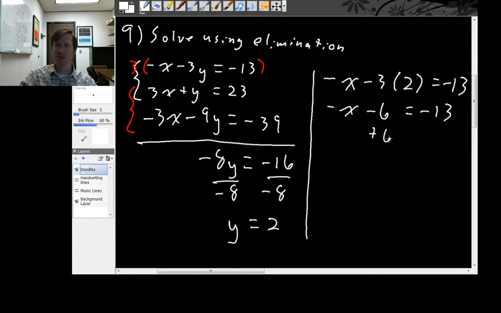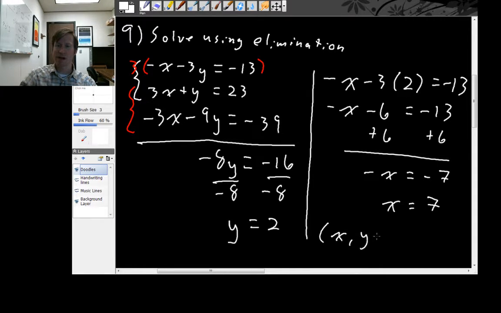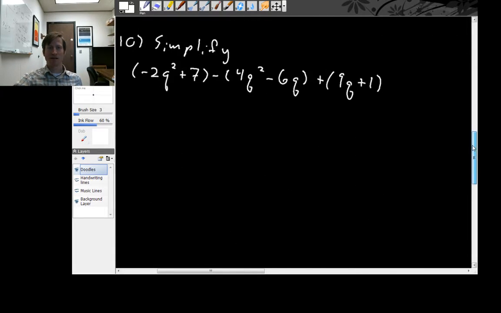Add 6 to both sides. We get negative x equals negative 7. And then multiply both sides by negative 1. X is 7. So our solution, x comma y, is 7, 2. All right, there we go. Now let's try number 10.